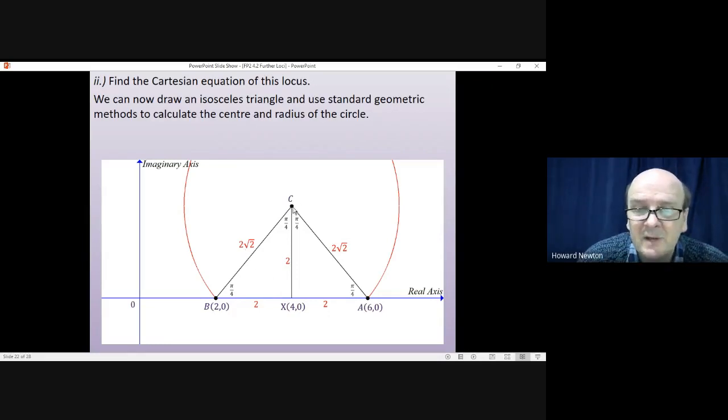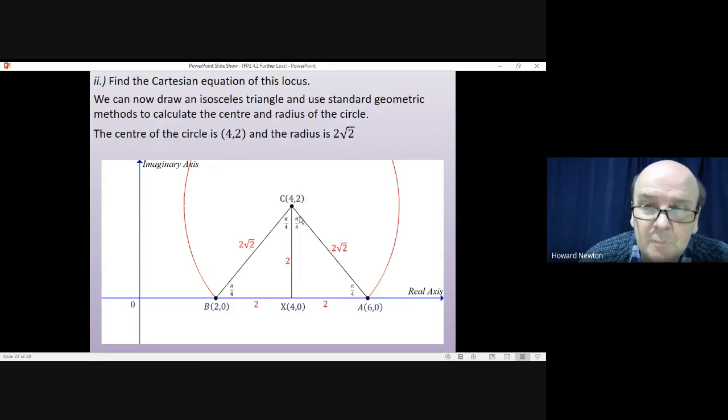And it also means we can find the coordinates of the center of the circle. C is directly above this midpoint, so the x-coordinate of C will be 4. And we know the vertical distance is 2, so the coordinates of C must be 4, 2. Now we know the center is 4, 2.